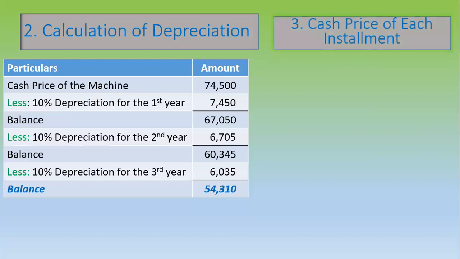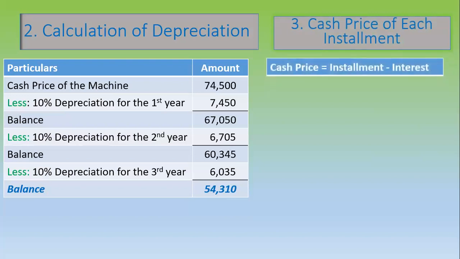Now we can move on to the third stage, cash price of each installment. So to calculate cash price, you can use this formula: installment minus interest. So in every installment, Mr. Ashok is paying 20,000 rupees as the installment value. Now already in the problem we have calculated interest, right? In step 1 we calculated interest for each year.